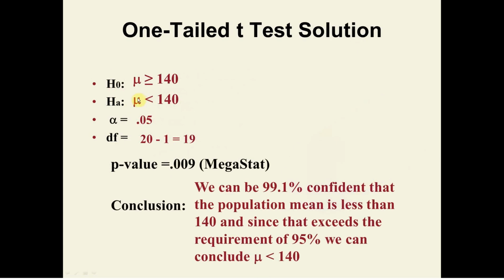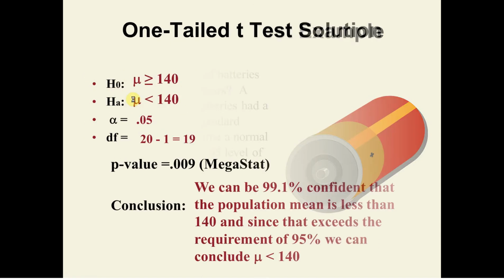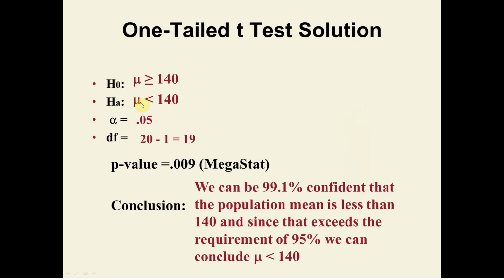So we write down our hypothesis. The population mean ampere hours: the alternative is less than 140. Why is it less than 140? Because the question said the average capacity of batteries is less than 140. Because this doesn't have equality, this is going to be the alternative hypothesis. And if that's the alternative, then the exact opposite is going to be my null hypothesis, greater than or equal to 140.